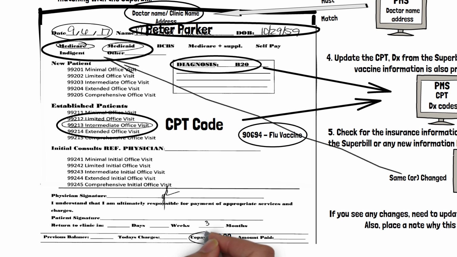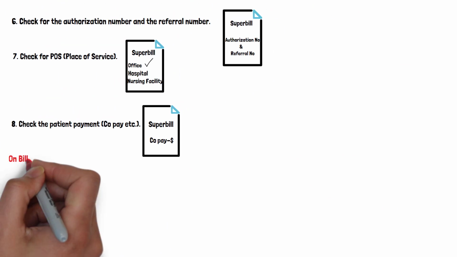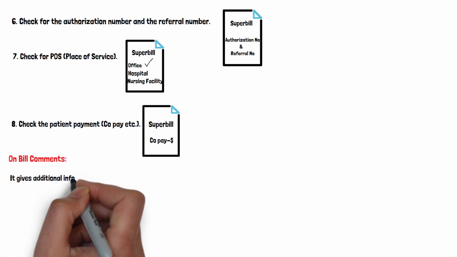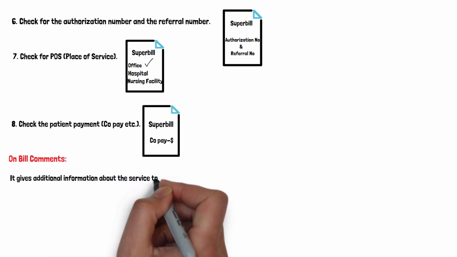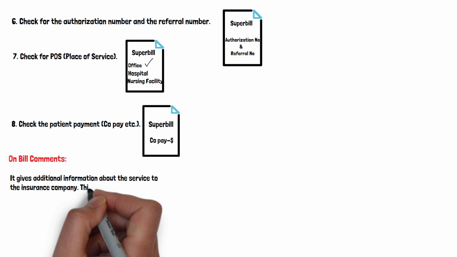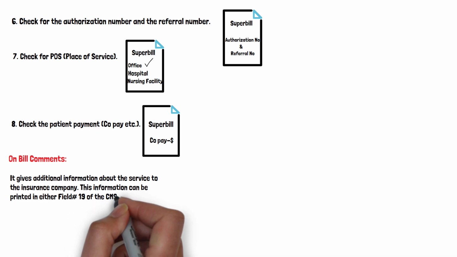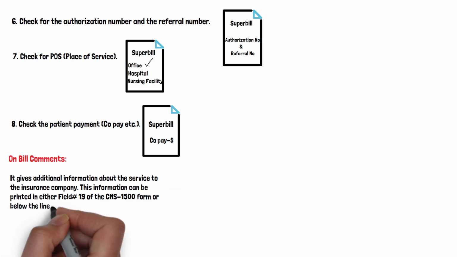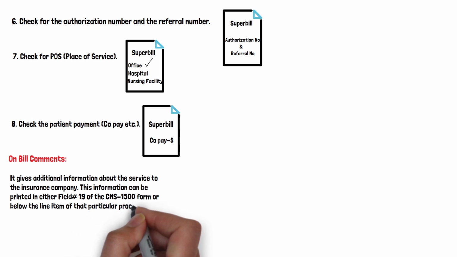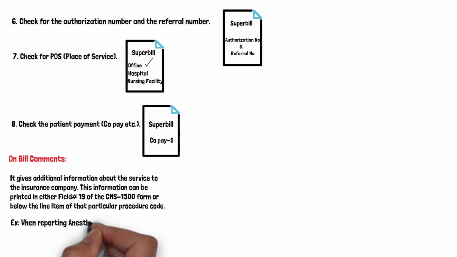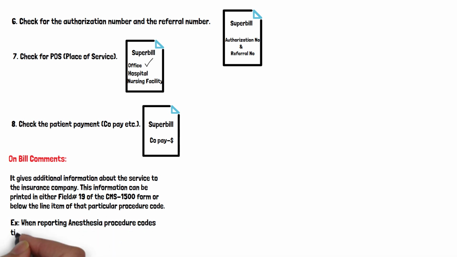Now coming to on-bill comments. These comments give additional information about the service to the insurance company. This information can be printed in either field number 19 of the CMS 1500 form or below the line item of that particular procedure code. For example, when reporting anesthesia procedure codes, timing will be given in the on-bill comments and the same will be printed in field number 19 of the CMS 1500 claim form.